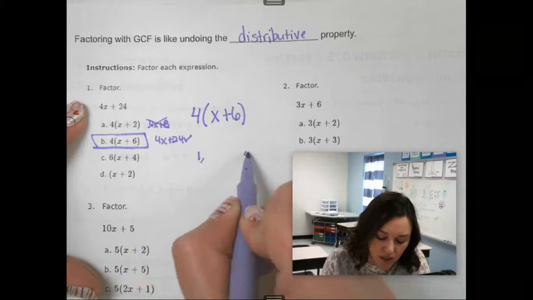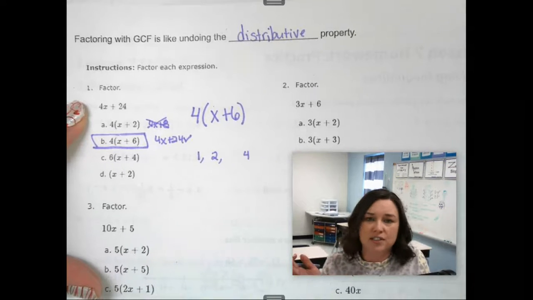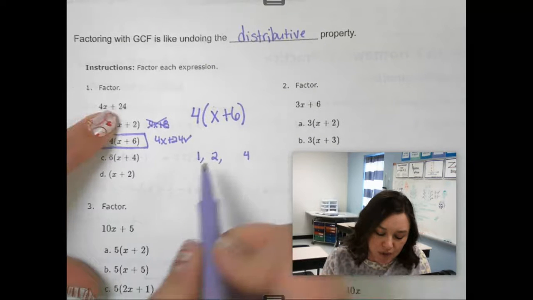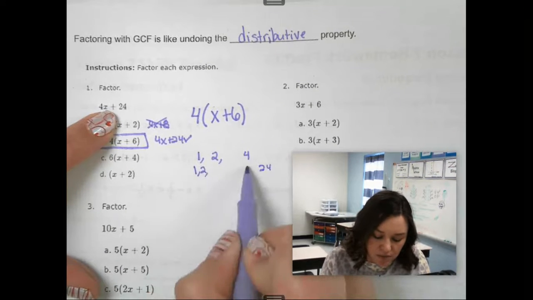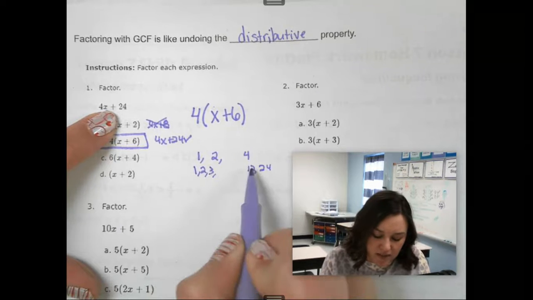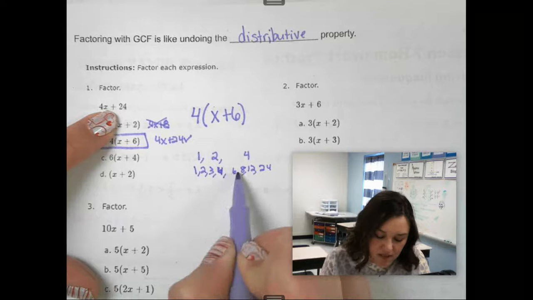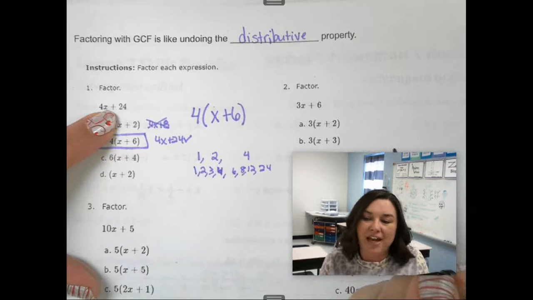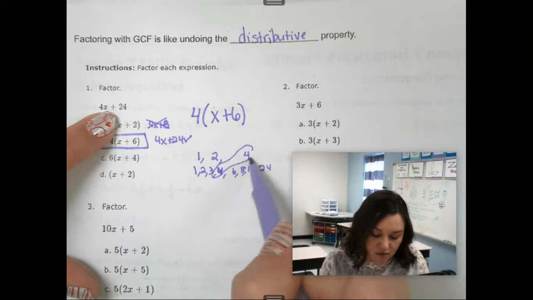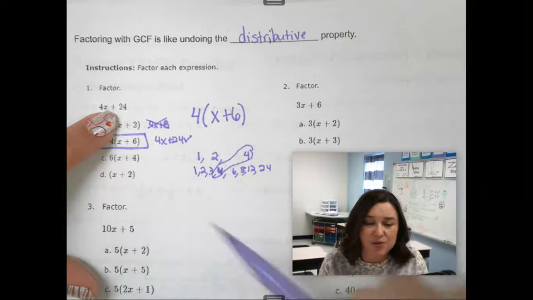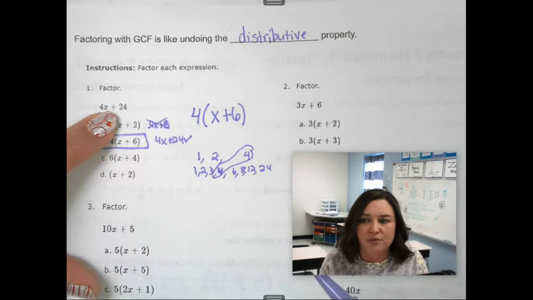1 and 4. And then 2 times 2. So 1, 2, and 4 are the only things that can multiply to give you 4. For 24, you've got 1 times 24, 2 times 12, 3 times 8, and 4 times 6. Well, what is the biggest one they have that's a match? And that is 4. Yes, 2 is a match, but it's not the greatest. And so that's what goes out in front of the parentheses.